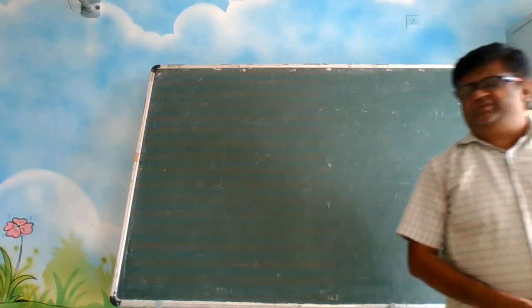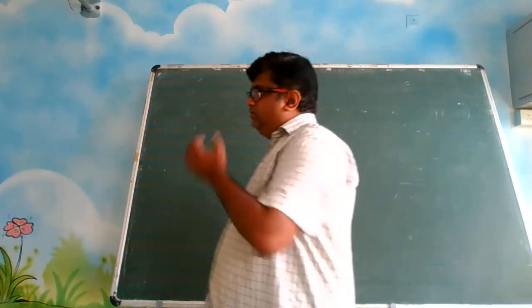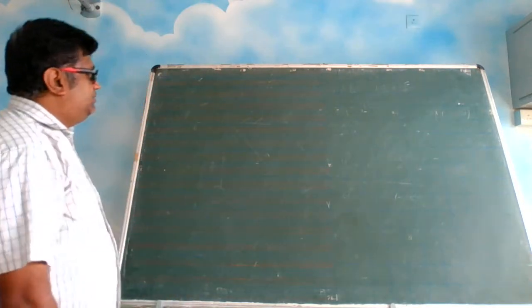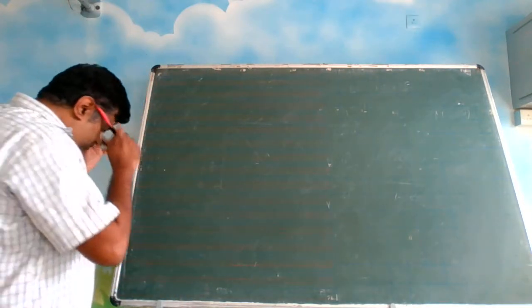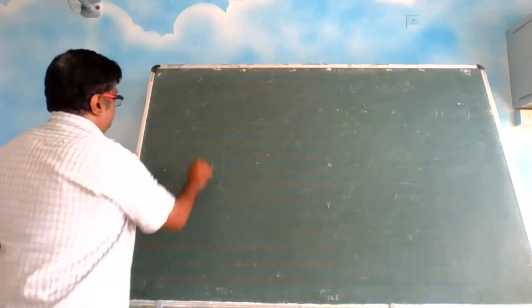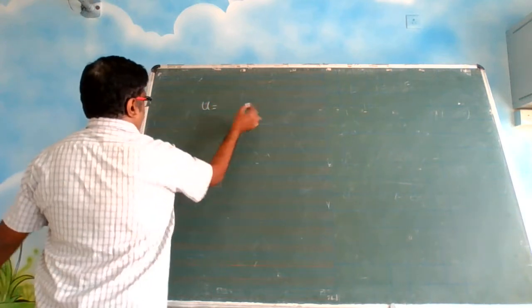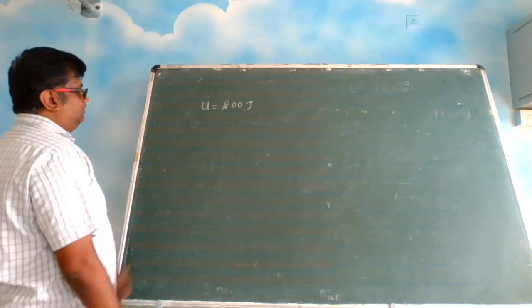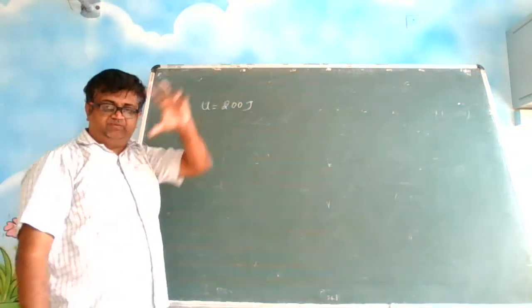I think on conservation of energy I have talked sufficient points. Now let us look into one more small concept. See, if I give you, let us say, U is equal to 200 joules. Energy is given to you, a specific value.